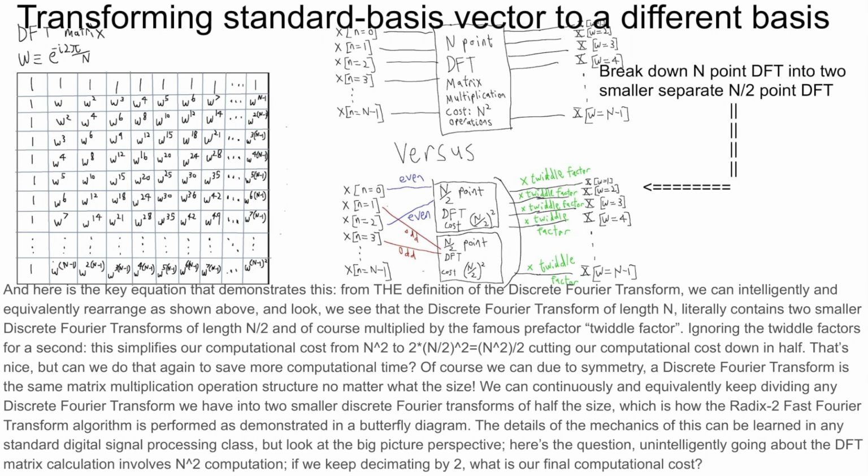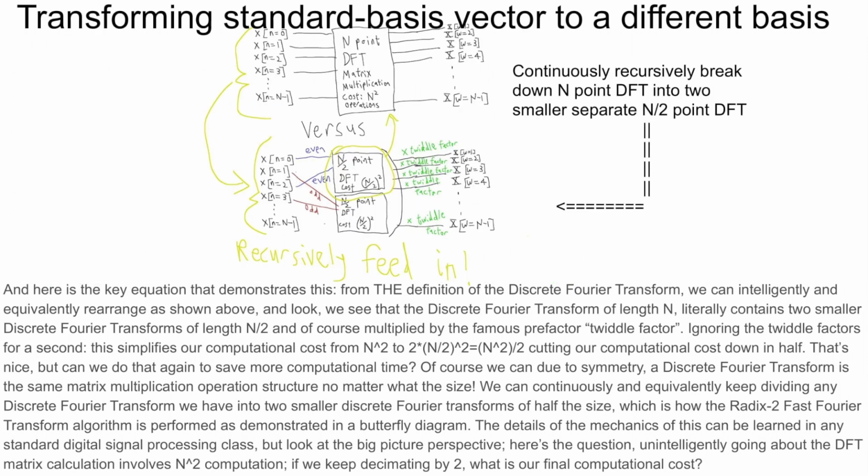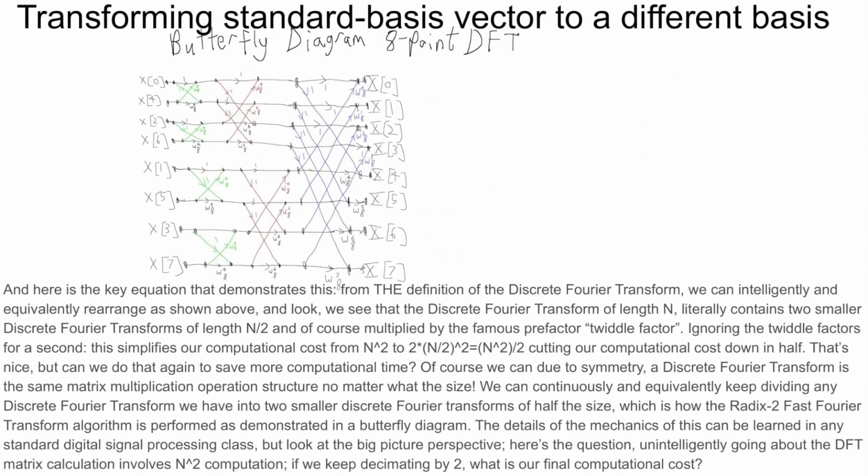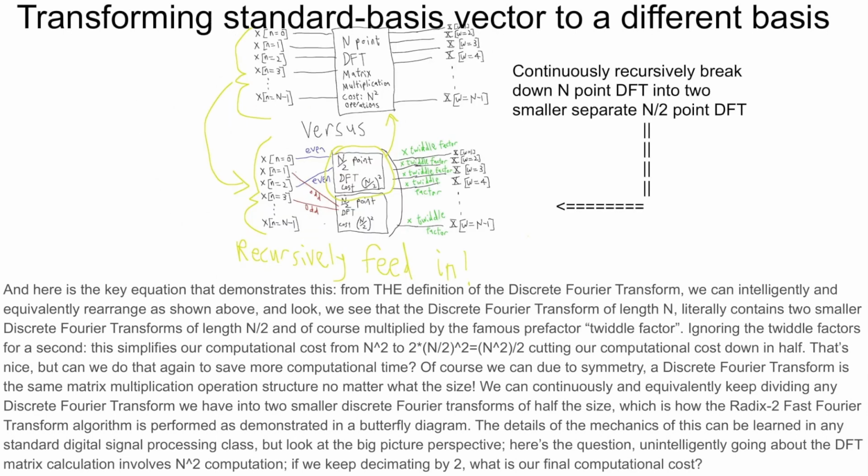That's nice, but can we do that again to save even more computational time? Of course we can. Due to symmetry, a discrete Fourier transform is the same matrix multiplication operation structure no matter what the size. We can continuously and equivalently keep dividing any discrete Fourier transform we have into two smaller discrete Fourier transforms of half the size, which is how the radix-2 fast Fourier transform algorithm is performed, as demonstrated by the butterfly diagram. The details of the mechanics of this can be learned in any standard digital signal processing class, but look at the big picture perspective.